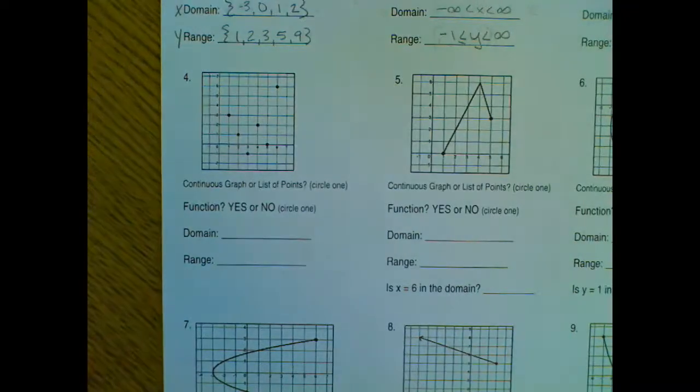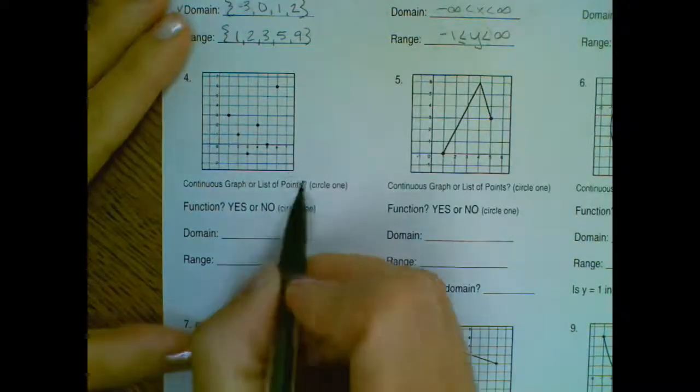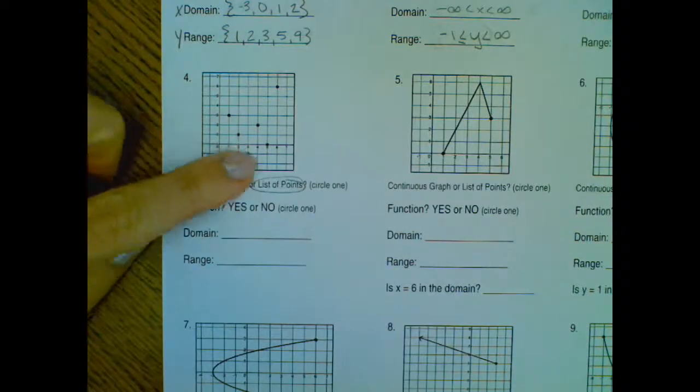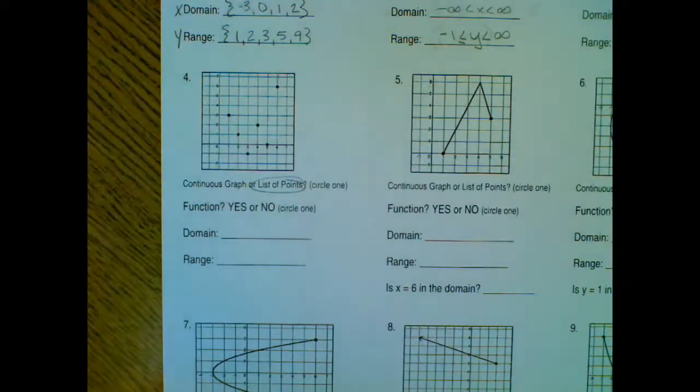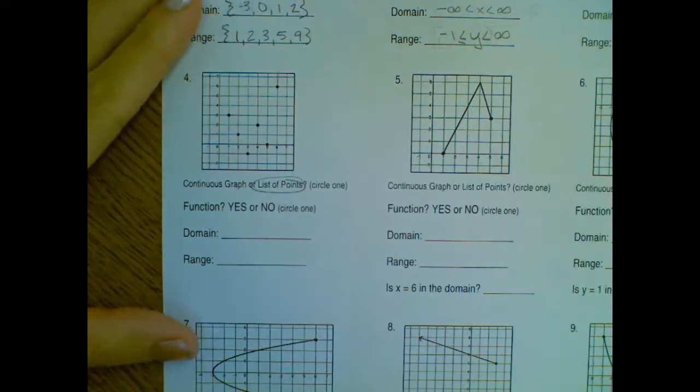Okay, we're on numbers 4 through 6 here. So for number 4, this is a list of points because this is not a continuous graph. There's no line drawn here, so we're going to list our points out.